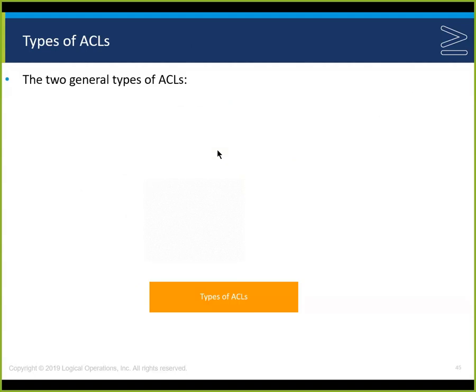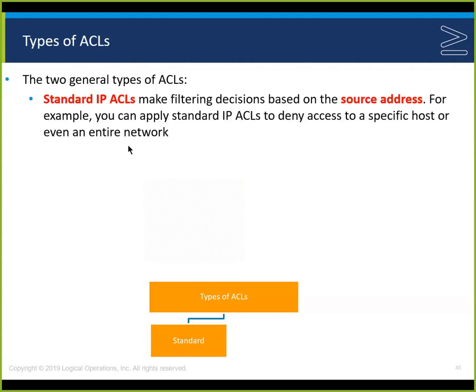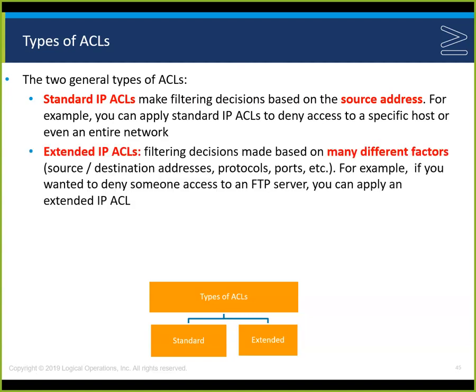The types of lists that we did: we have a standard list, which is based on the source IP address, and it should be applied as close to the destination as possible. We'll talk about that in a second, why we wouldn't want to do it closer than that. And then we have the extended list, which can use a source and destination IP address as well as a TCP port number to permit resources, to permit services, or to deny services.